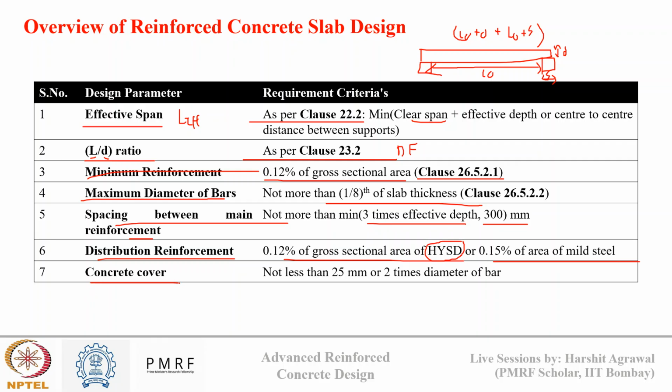And concrete cover, it should not be less than 25 mm or 2 times the diameter of the bar. So these are some basic design parameters and their requirement criteria which are mentioned in IS 456.